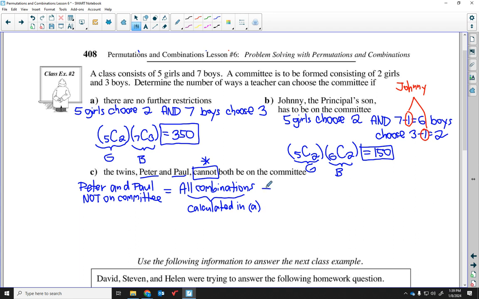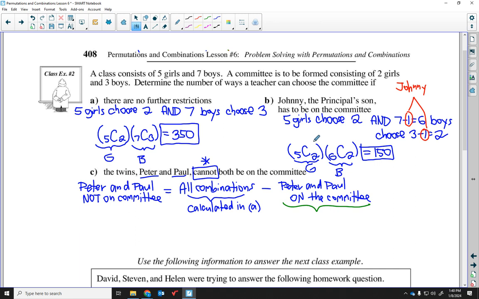Okay, and then minus, we're going to find all combinations where Peter and Paul are on the committee. And again, this is usually the way you want to deal with any of these problems that have that word cannot in it, whether it's for a combination or for a permutation. So let's figure out Peter and Paul on the committee, and then we'll actually calculate this.